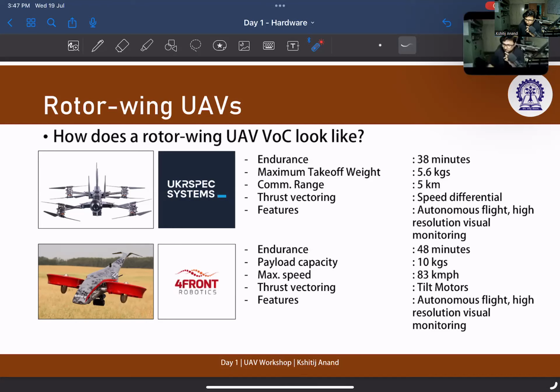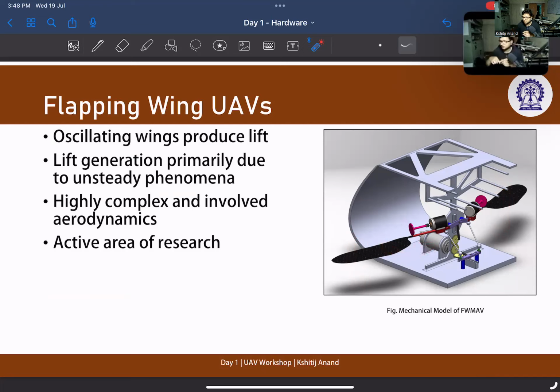Finally, we talk about flapping wing UAVs. This is a prototype of the flapping wing MAV that I developed during my research. These wings go up and down, and then there is another motion which makes the wings move. I could just use something to show you a demo. Let's say this is one of the wings. That's basically how insects flap their wings.